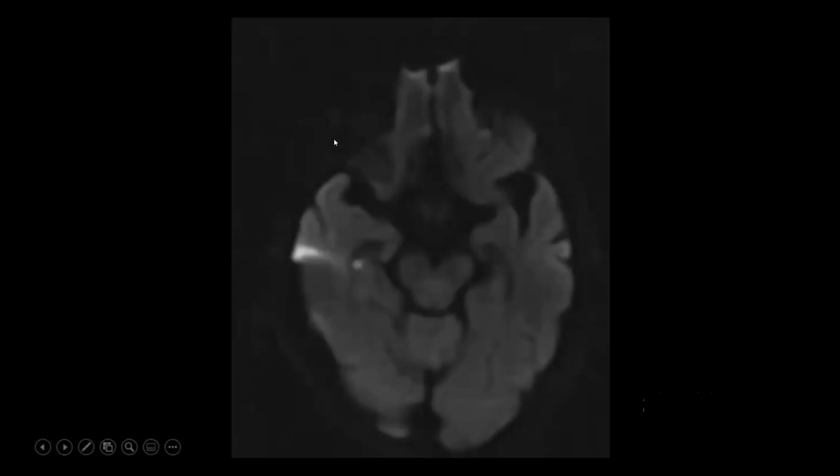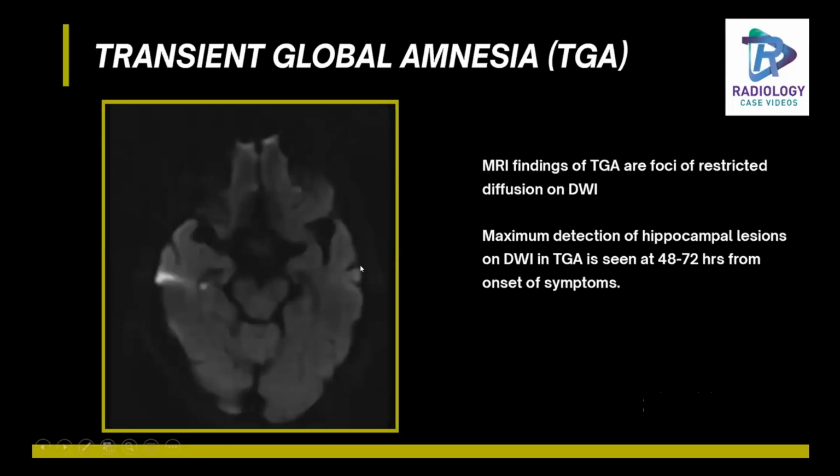Moving on to the next case, we're seeing an axial DWI image of the brain with evidence of a punctate focus of diffusion restriction in the lateral edge of the hippocampal gyrus abutting the temporal horn. So this is a case of transient global amnesia.